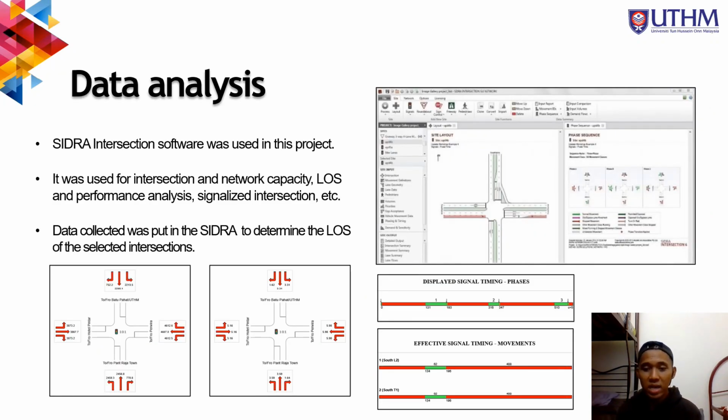Okay, last but not least is data analysis. For this project, we use SIDRA Intersection software to analyze all the data collected, and we use this software because it is used for intersection and network capacity, level of service and performance analysis, signalized intersections, etc. All the data collected was put in SIDRA to determine the level of service of the selected intersection in order to achieve the objective of this project.